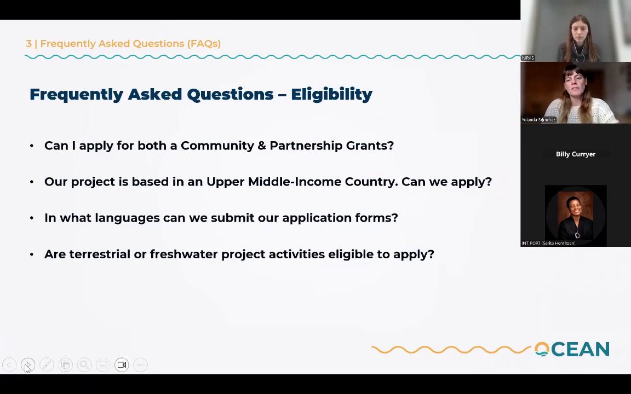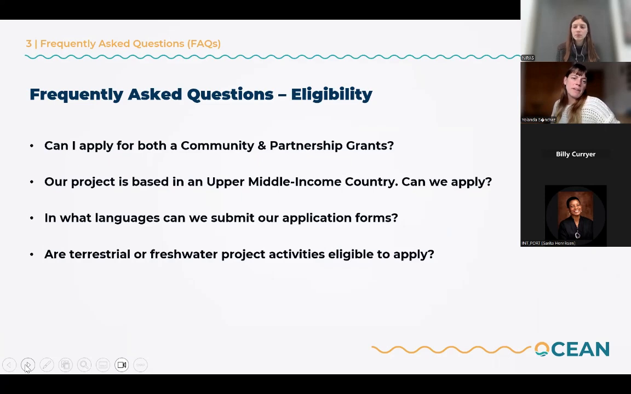So here are some of the questions we have received last year and this year. For example, can I apply for both the community and the partnership grants? I think you can apply for both, but the most important thing is to be sure that you are meeting all the eligibility criteria. So compare whether your organization meets the criteria required for the community grant, and the same for the partnership grant.